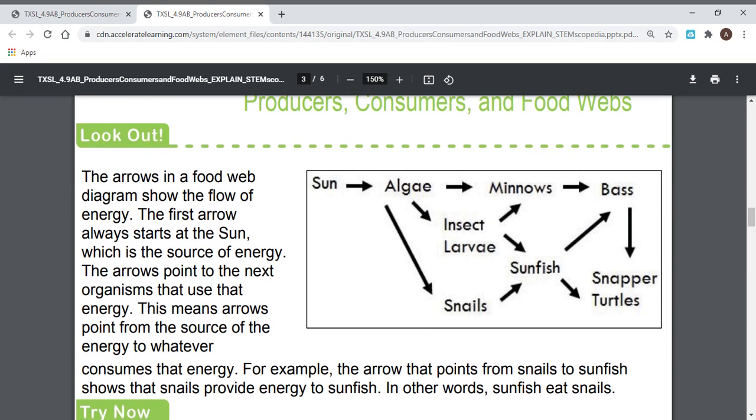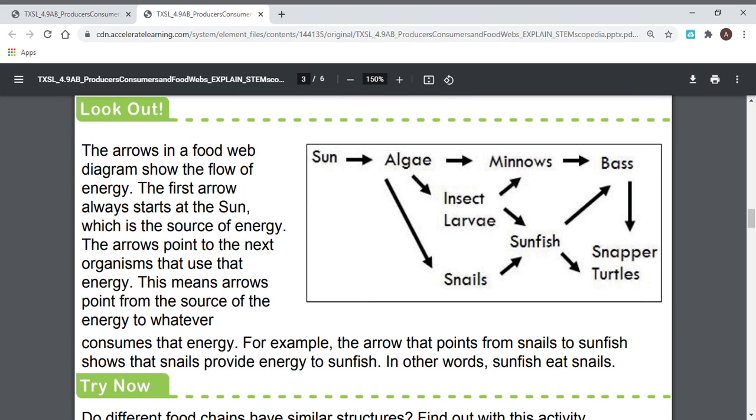So what they were just talking about here is that it started off with the sun, then it went to algae. From algae, you could have larvae, you could have minnows, and then you had a snail, right? So we can branch off from that, and we can have the larva go to a minnow. The larva can be eaten by a sunfish. The snail can be eaten by a sunfish. And so we can see the food chain, and we've learned about this already. It's just to better understand what they're talking about. So let's look at lookout.